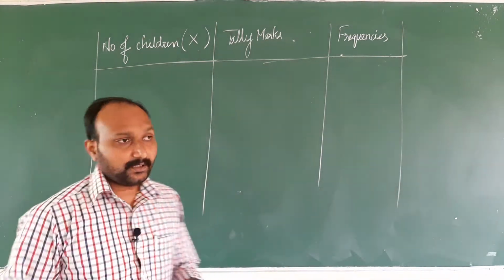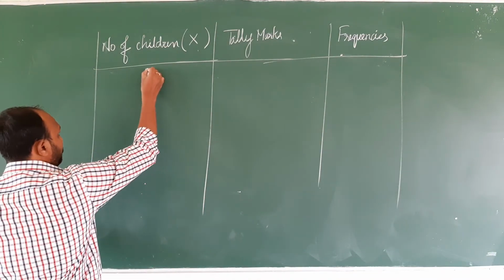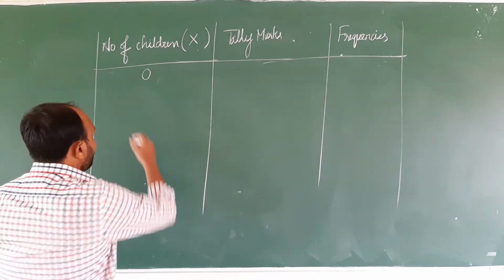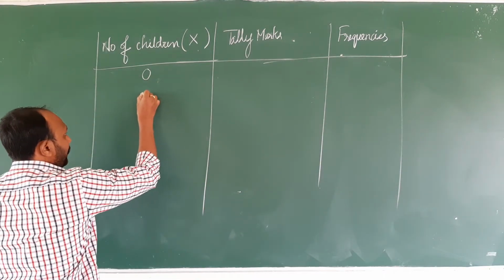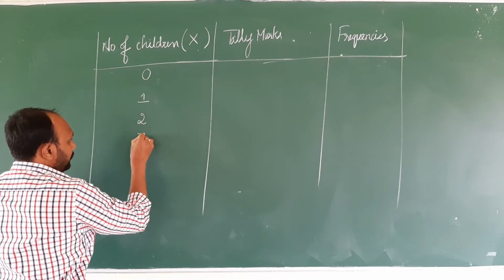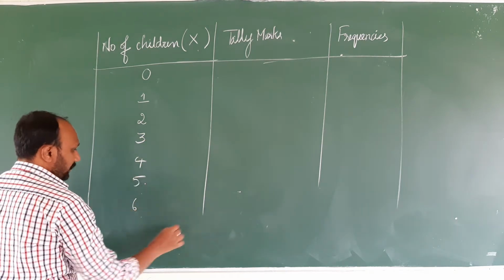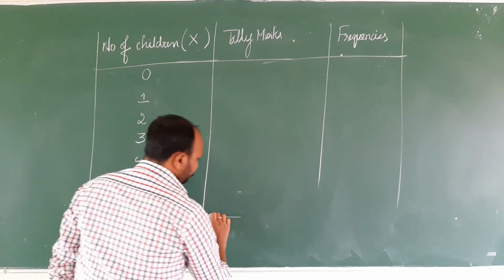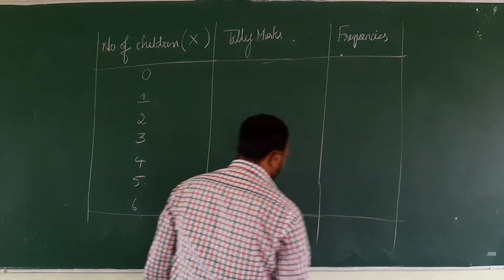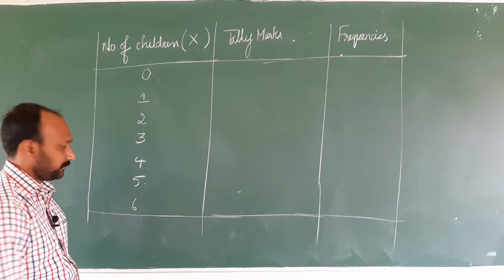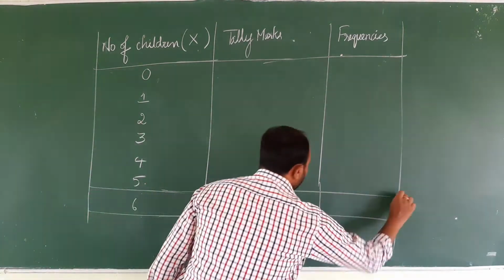So in a family sometimes there is no child, so x will take the value 0. Similarly, there can be only 1 child, there can be 2, there can be 3, there can be 4, there can be 5. At last, the highest value among the 40 values you have recorded is 6. Okay, the highest value is 6.